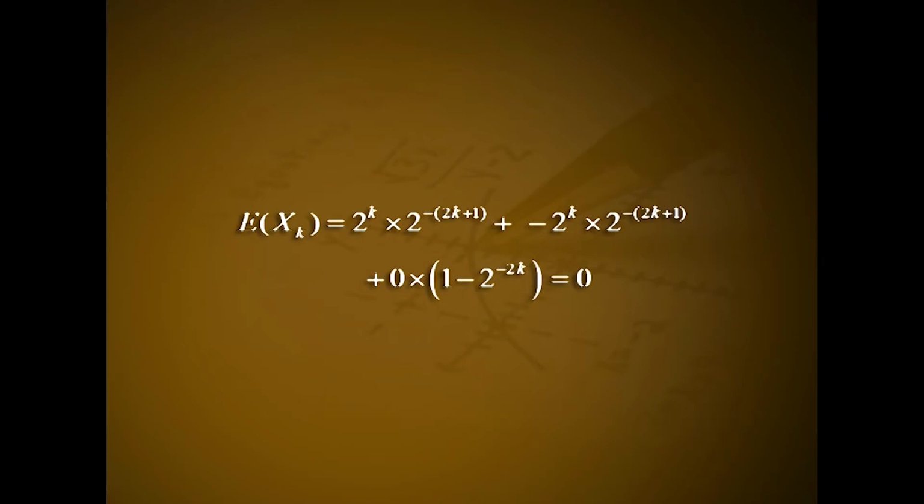plus 1 plus minus 2 raised to k into 2 raised to minus 2k plus 1 plus 0 into 1 minus 2 raised to minus 2k, that is equal to 0.